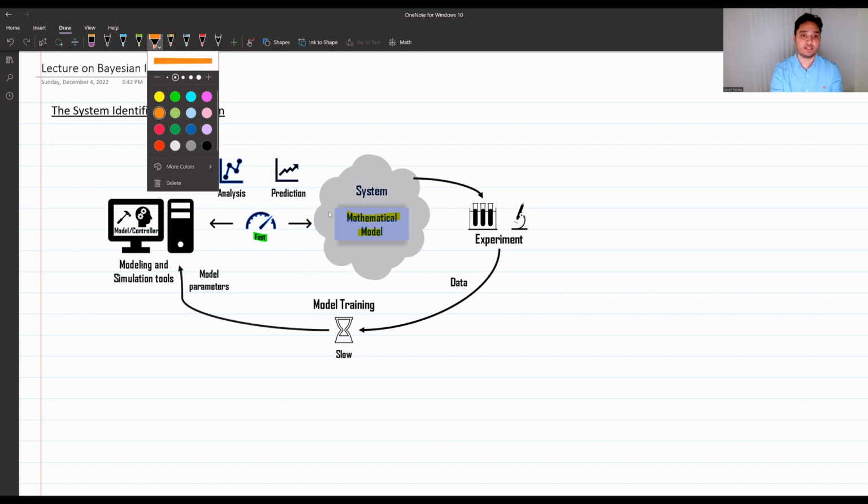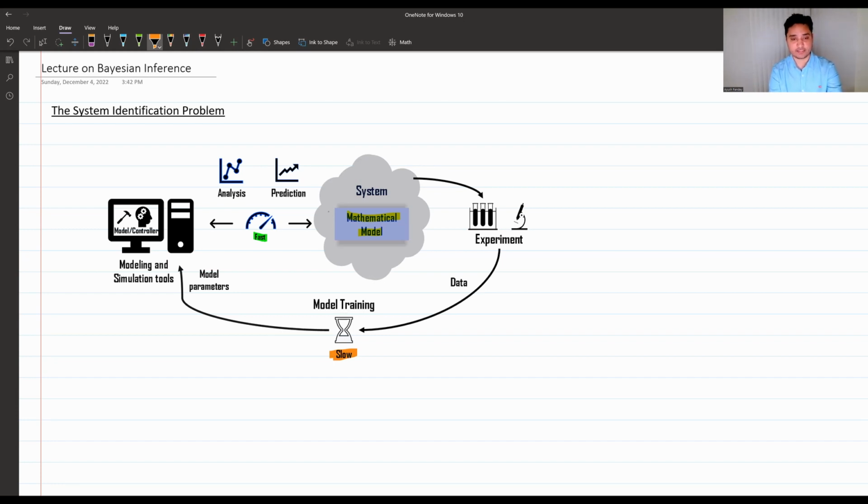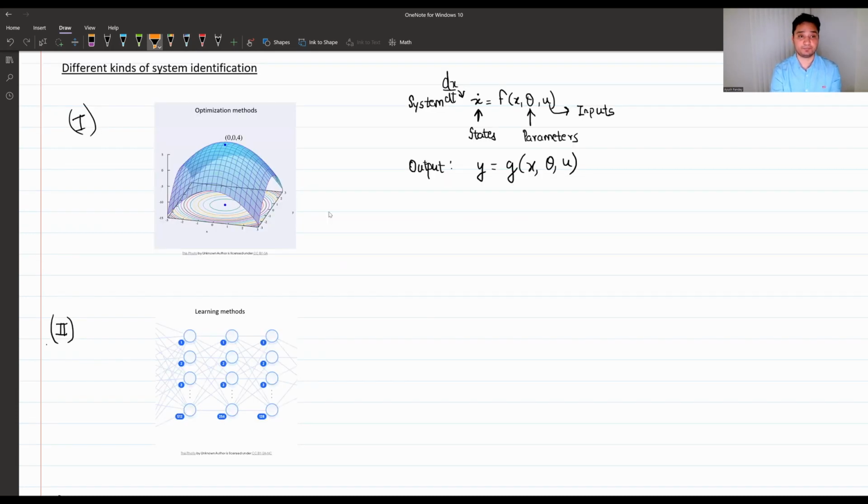However, it is not straightforward to find out that mathematical model or to validate that model for the given reality of the system. So we use the experimental data to train that mathematical model, and this process can be very slow because it might require computationally inefficient processes or millions of simulations. So let's look at what are the different kinds of system identification methods possible.